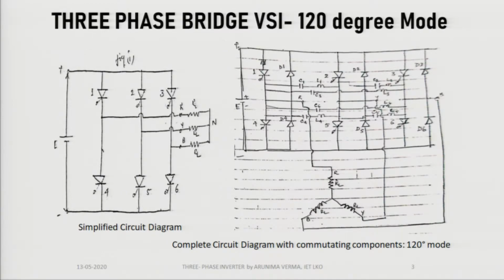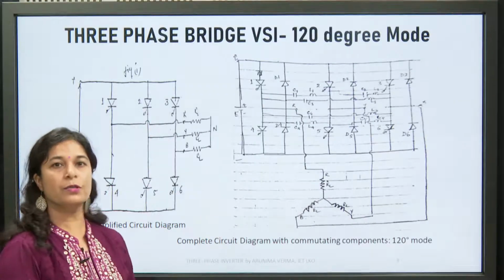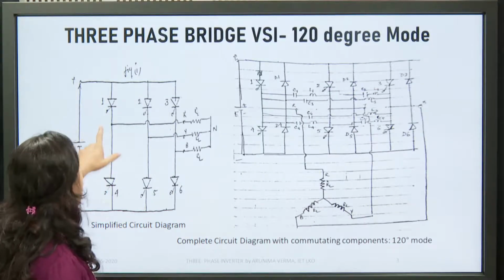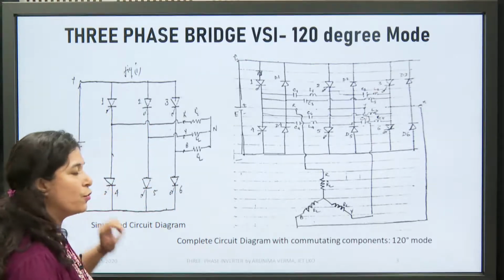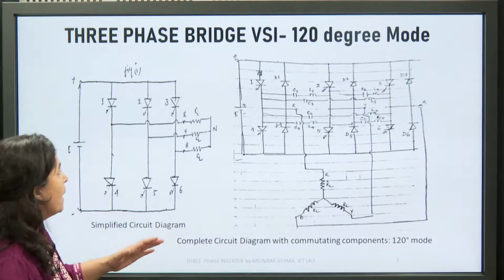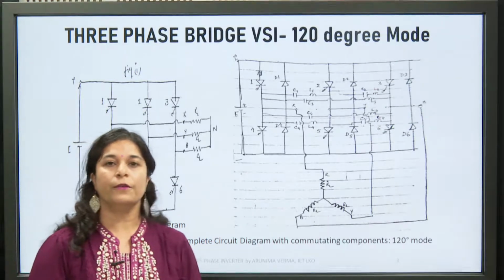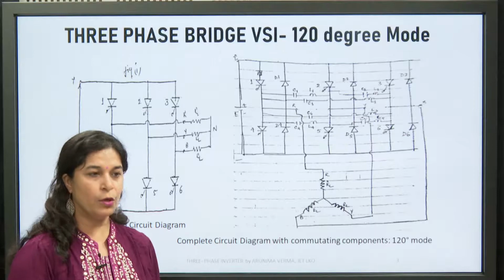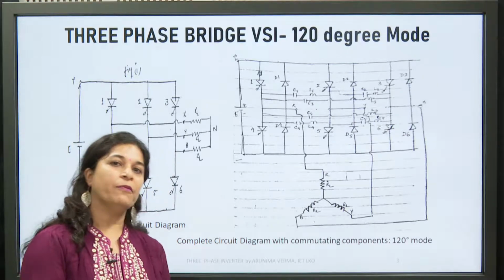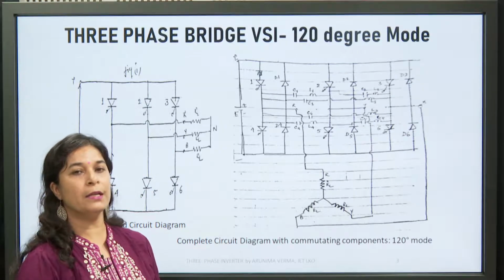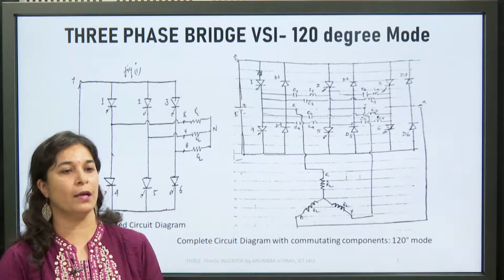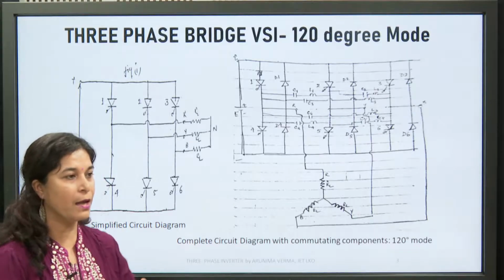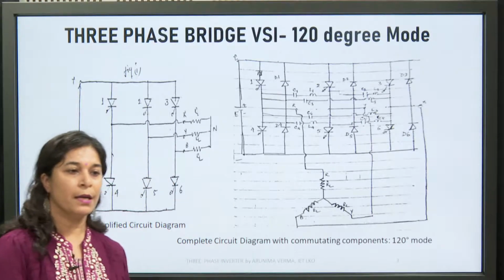In this case, we take 6 SCRs, which are the semiconductor devices used in power electronics, and these 6 SCRs are connected in the fashion shown in the figure. Now, three phase bridge voltage source inverters are basically useful in industrial applications where we require three phase supply and DC is available from the input side.